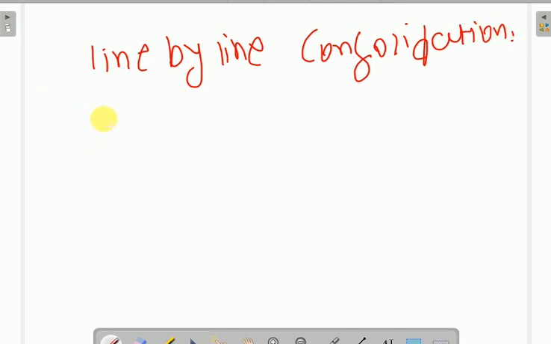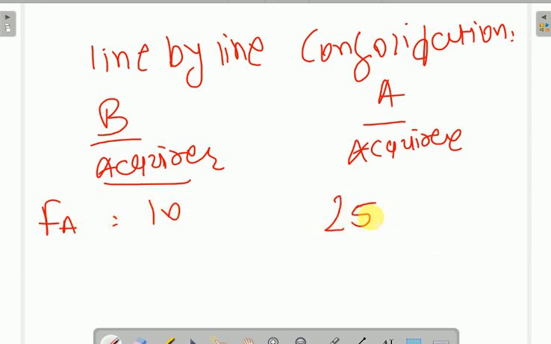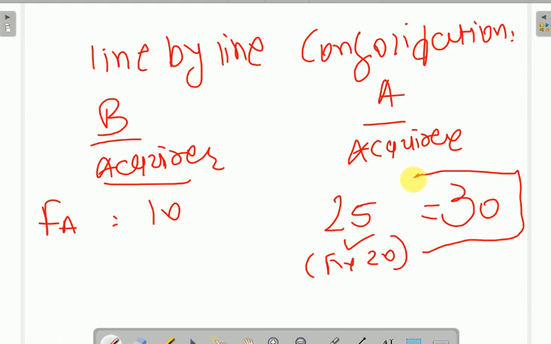How line by line? B is the acquirer, A is the acquiree. Say for example, B's fixed assets are 10, A's fixed assets are 25, but now its fair value is, say for example, 20. So we will write 10 plus fair value 20, that is 10 plus 20, 30. We will take the acquiree's net identifiable assets at fair value, not that of the acquirer.